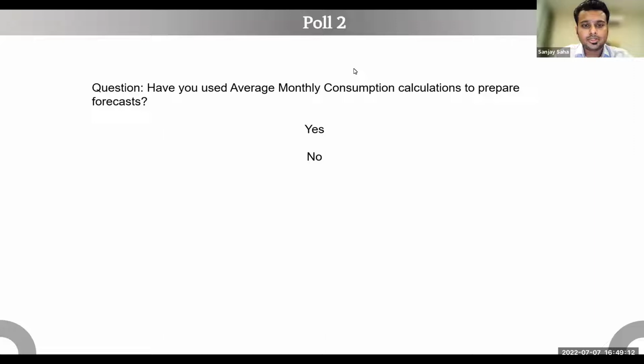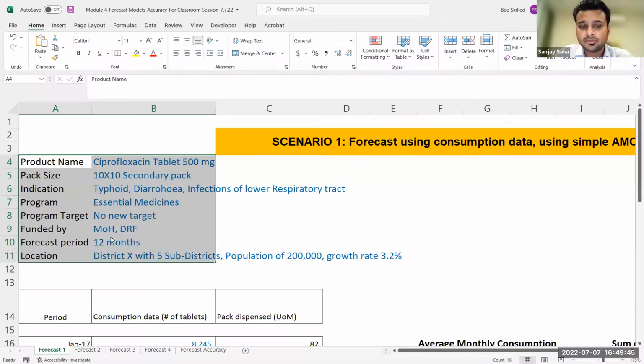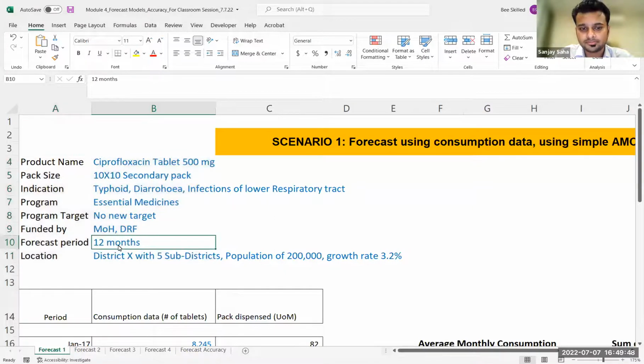Okay, so let me increase. Okay, so 75% are saying that they have used AMC calculation, so that's excellent. Whoever has not used it, please pay attention. This is a very simple exercise. As you see in the scenario, forecast using consumption data. The same detail that I showed you on the slide is written here. Ciprofloxacin 10 by 10, indication under the Drug Revolving Fund, forecast period is 12 months. District X, growth rate of 3.2%.